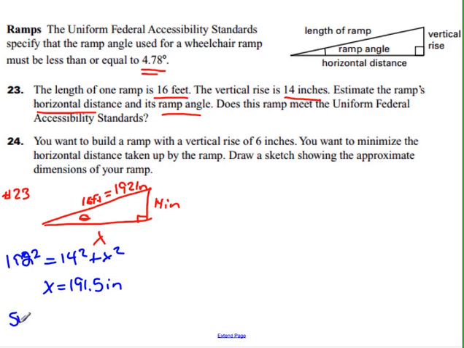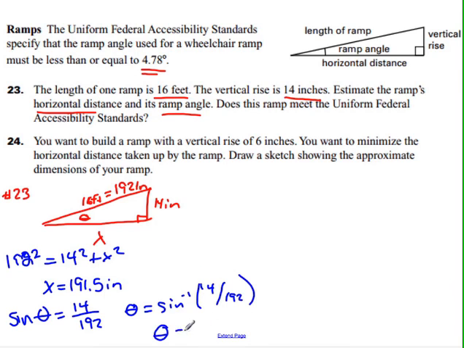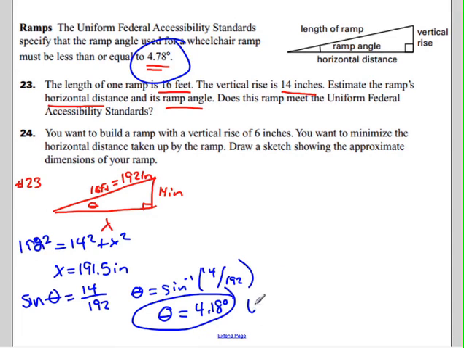In this case, I could also talk about the sine of theta being the opposite over the hypotenuse, equal to 14 over 192, or theta equaling the sine inverse of 14 over 192. What that gives us is that our angle of theta would then be 4.18 degrees. That's our angle, which definitely meets the standard, so I'm going to say yes.